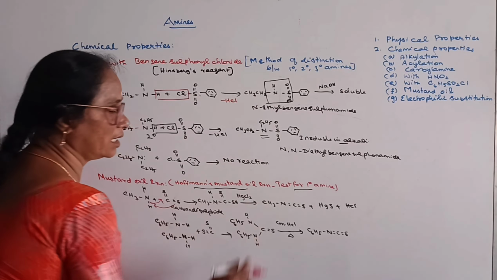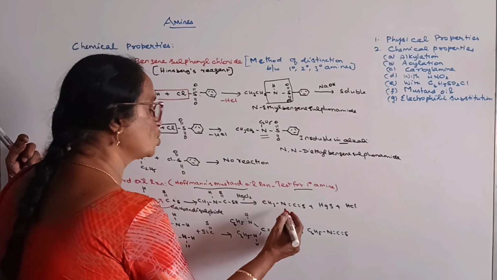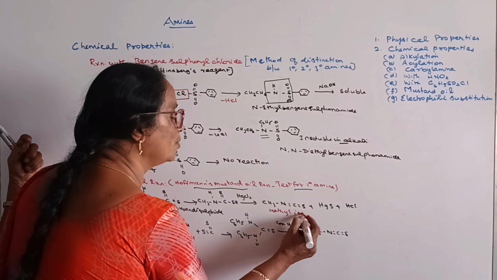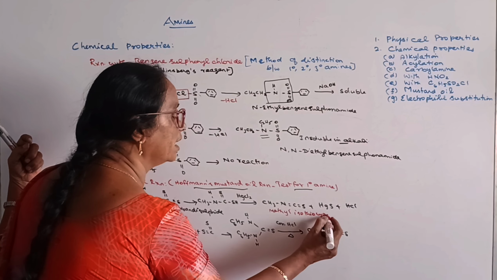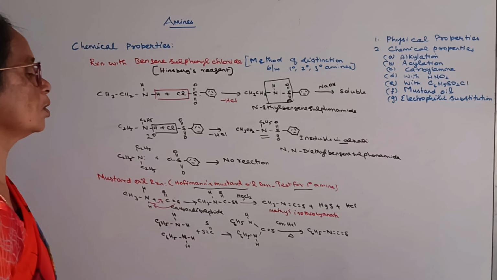This is called a thiol. When it is treated with mercuric chloride, it decomposes to form methyl isothiocyanate. It is called methyl isothiocyanate, along with mercuric sulfide and hydrogen chloride.